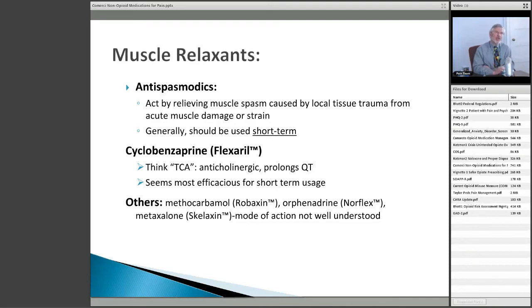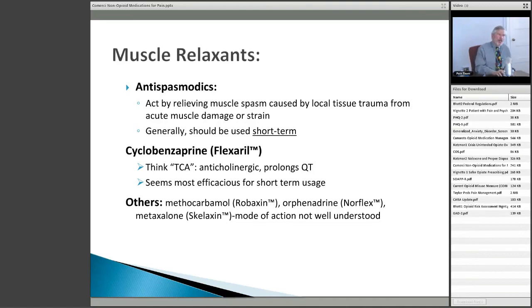Generally, most of these are indicated for short-term use. Let's go through a few. The prototypical muscle relaxant is cyclobenzaprine. Of course, there are other categories that you all know and love: Robaxin, methocarbamol, orphenadrine, Norflex, metaxalone, Skelaxin. These are all used for muscle spasm, often after an injury. They all seem to be effective, but again, they're only indicated for short-term use.